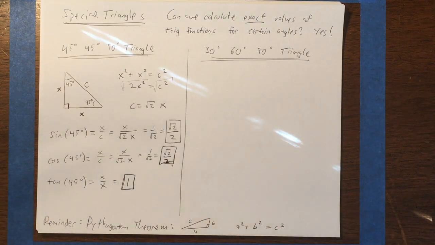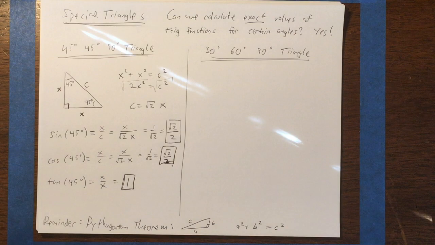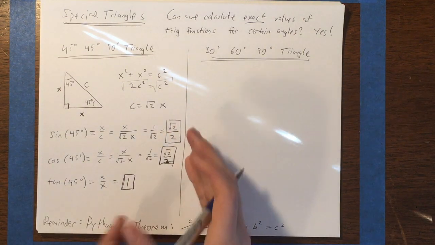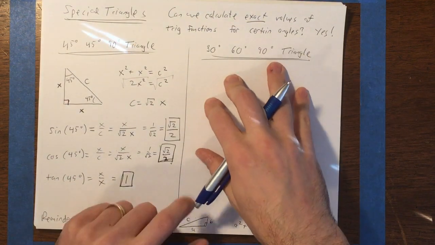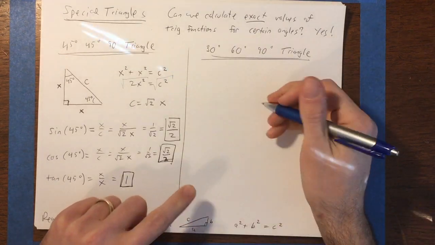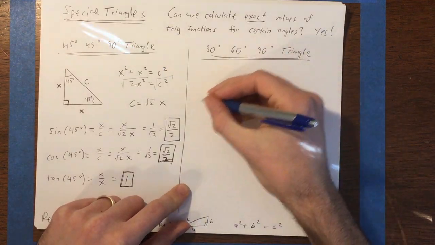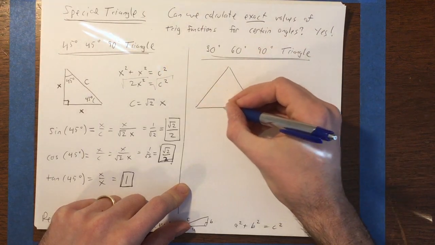Those values, we're going to talk about those in terms of the radian equivalents later, so let's just leave it at that for now. Okay, so these establish exact values for some trig functions of 45 degrees. Next, let's look at a different triangle. 30, 60, 90. Except instead of starting with a 30, 60, 90 triangle, what I'm going to do instead is start with an equilateral triangle.